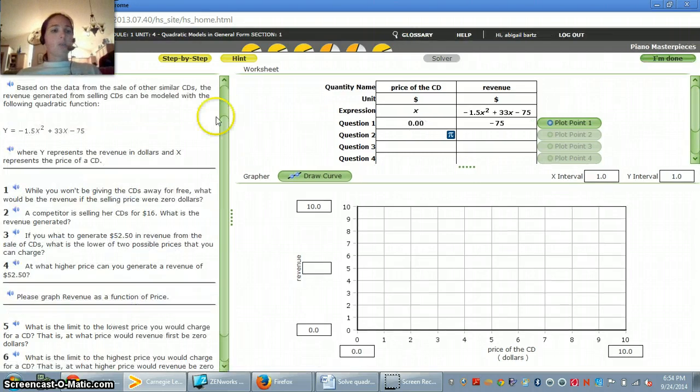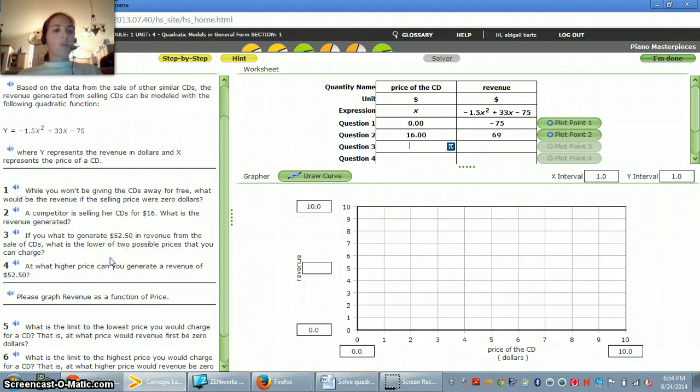Then question 2. A competitor is selling her CDs for $16. What is the revenue she would generate? So again, this is 16. And once again, you can substitute in. Be careful that you are actually using parentheses correctly. We've found this year together that if you're not using your parentheses appropriately, it could give you an error. So you substitute those in.